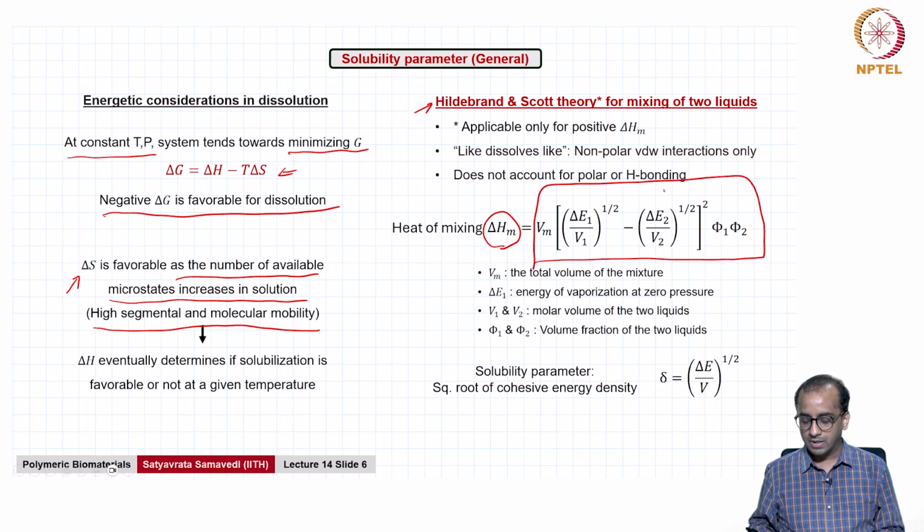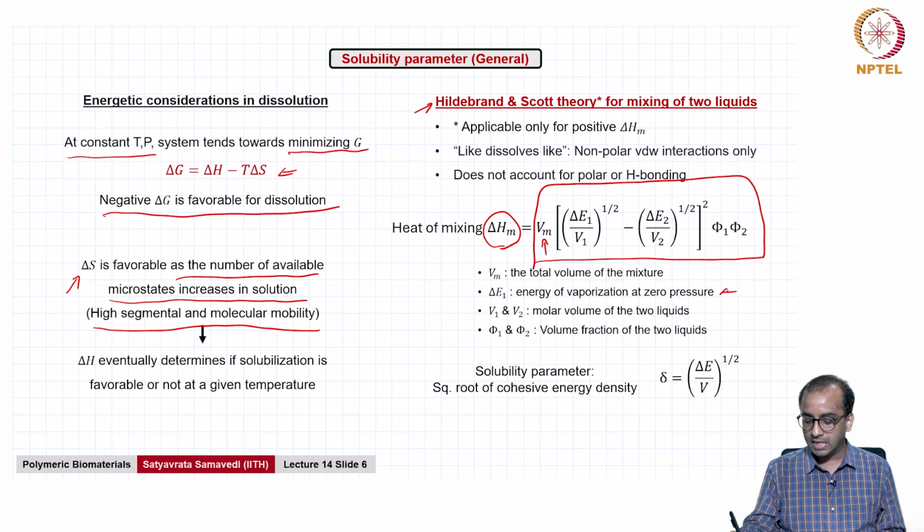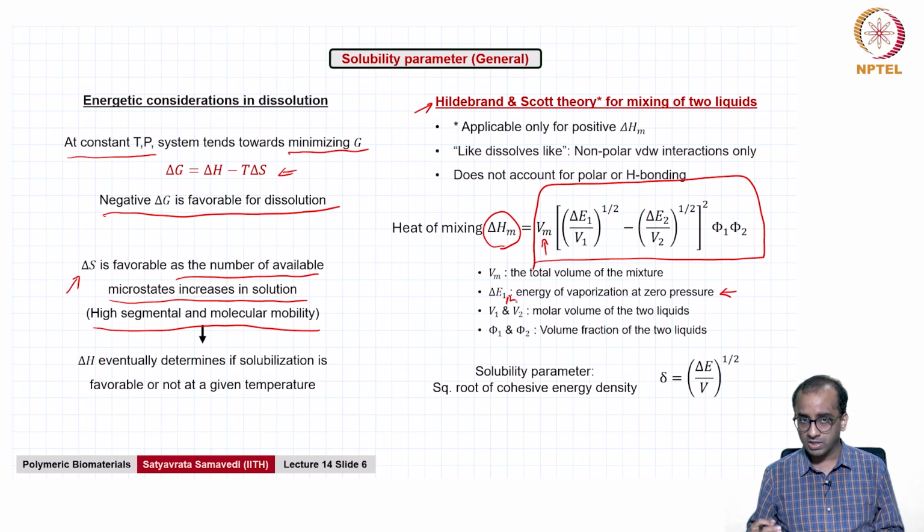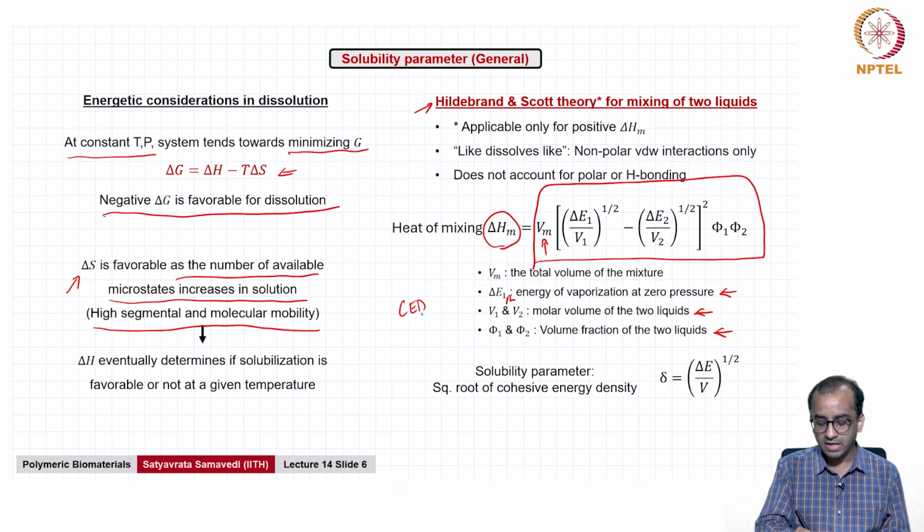Now here, V_m is the volume of the mixture. Delta E, whether it's 1 or 2, is the energy of vaporization at 0 pressure. We will look at what that is in just a second. V_1 and V_2 are the molar volumes of the two liquids, and Phi_1 and Phi_2 are the volume fractions of the two liquids. Now, this delta E over V is called the cohesive energy density.